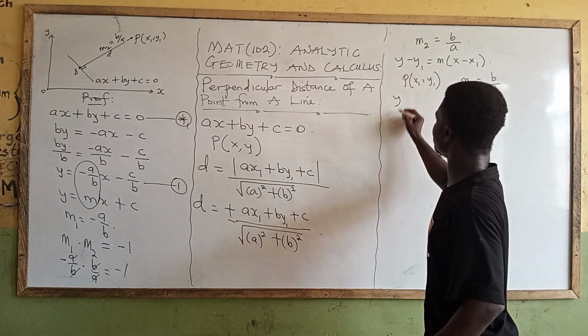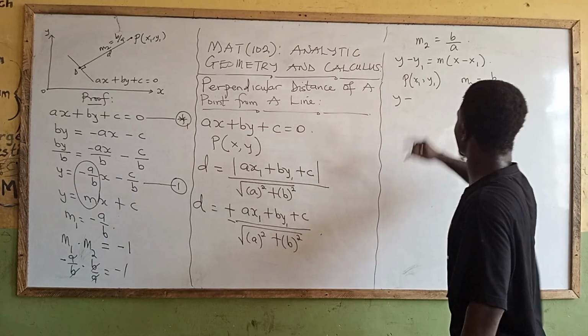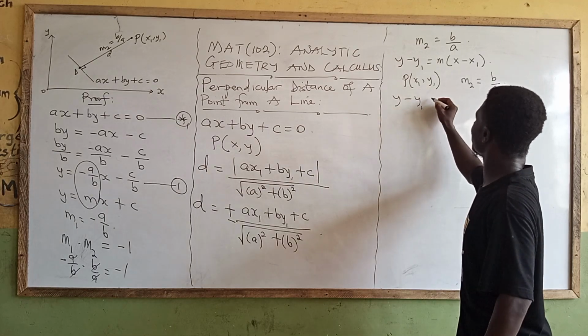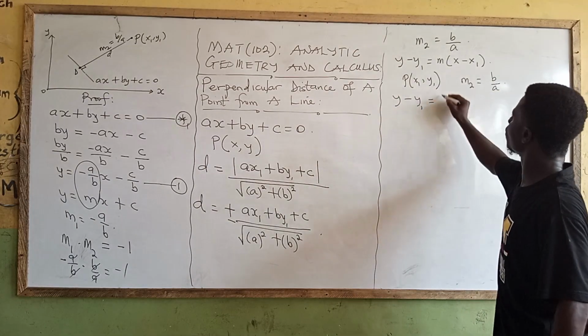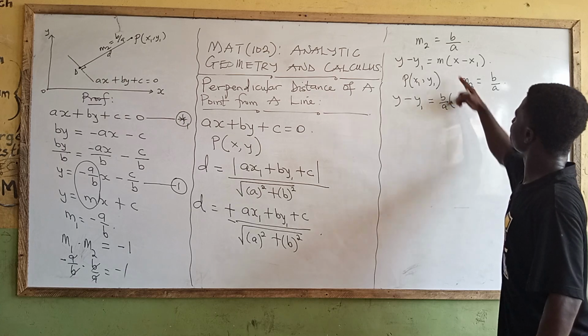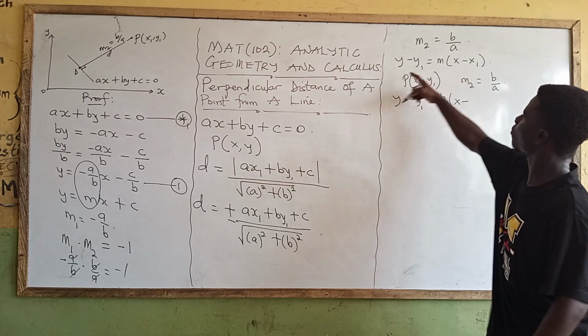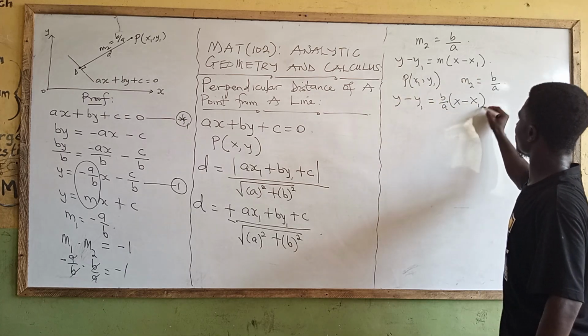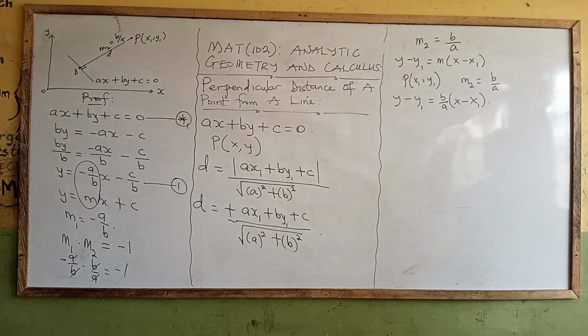So y minus y1 equals m, which is b over a, times my x minus x1. So we have it as that. So now let's continue.